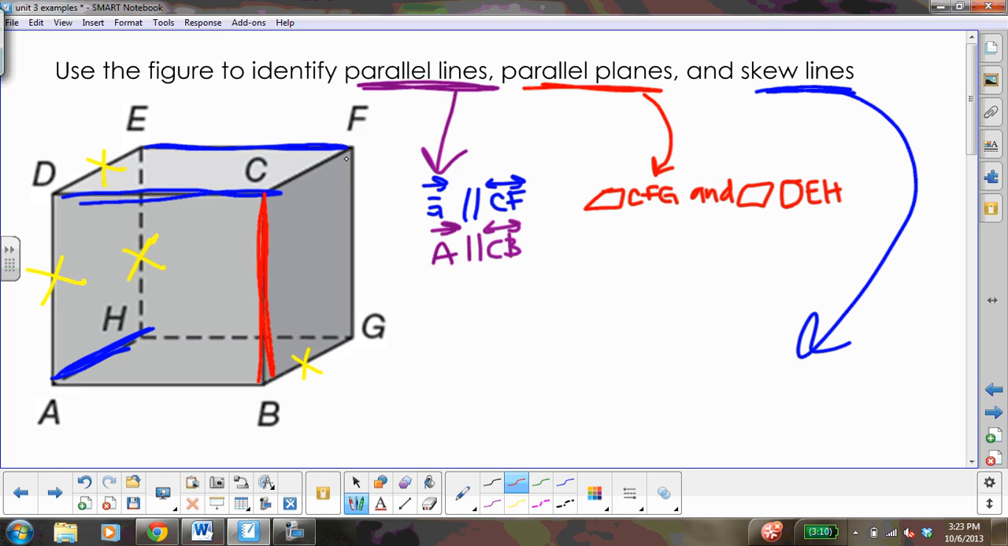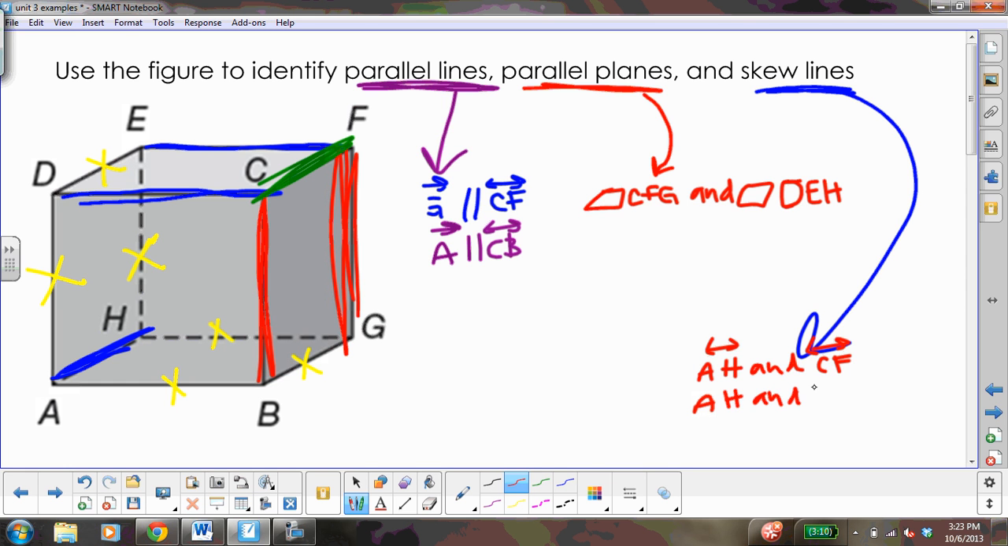Also, line BC and GF would be skew. And don't forget about line CF. It is also skewed with AH. And we also cannot use line AB or line GH because they intersect AH. And again, there are tons of pairs of skew lines in this picture. So there is no one right or wrong answer. But for example, I can say AH and CF.